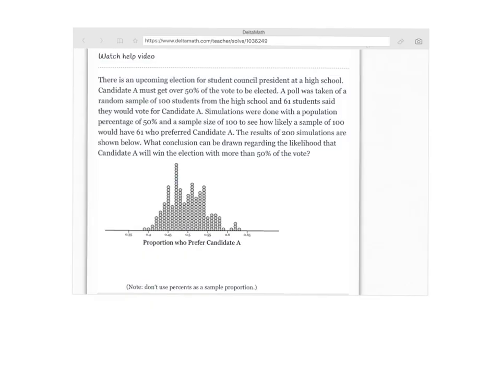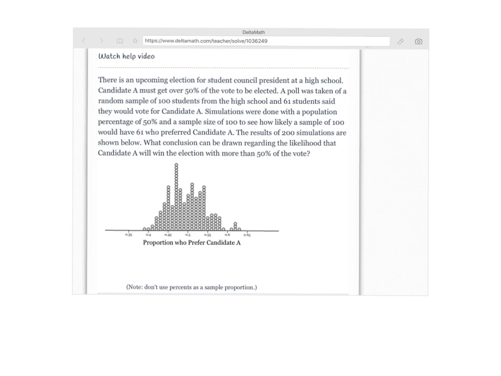So for the last two, I'm actually doing them from Delta Math so you can see the choices. It's a little bit more annoying because you can't see the whole problem at the same time, but we'll try it this way too. So this is also an election question. It says there is an upcoming election for student council president at a high school. Candidate A must get over 50% of the vote to be elected. A poll was taken of a random sample of 100 students from the high school, and 61 students said that they would vote for candidate A.